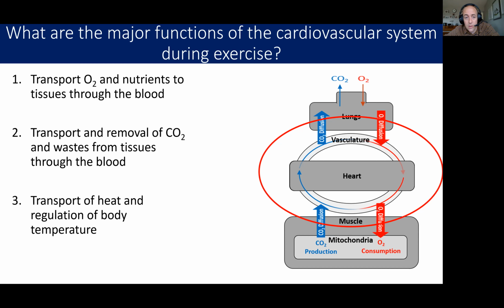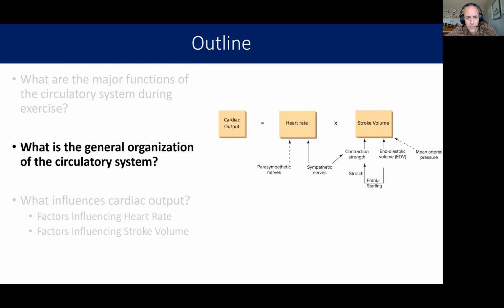So the cardiovascular system transports oxygen and nutrients to the muscle and to the tissues, like glucose and other things, hormones. It transports stuff away for waste, and it also transports heat and regulates body temperature.